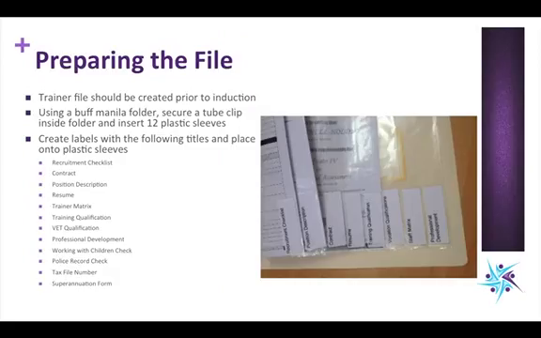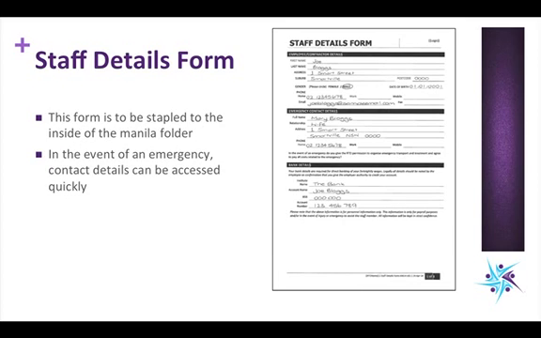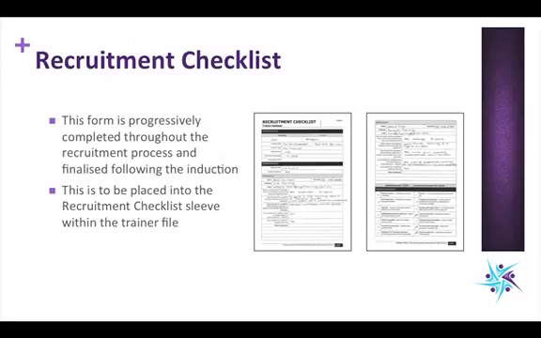This is an example of the staff details form that you need to give to your trainer and assessor to complete. This form should be stapled on the inside cover of the staff folder. We recommend you put it in there because it's got all the contact details of that staff member, but also the emergency contact details of any family members that they need to contact. On this form, it also has their bank details, and I think there's also an area where you can put super details as well.